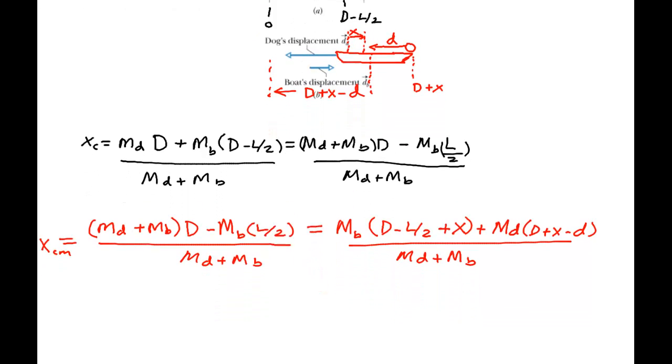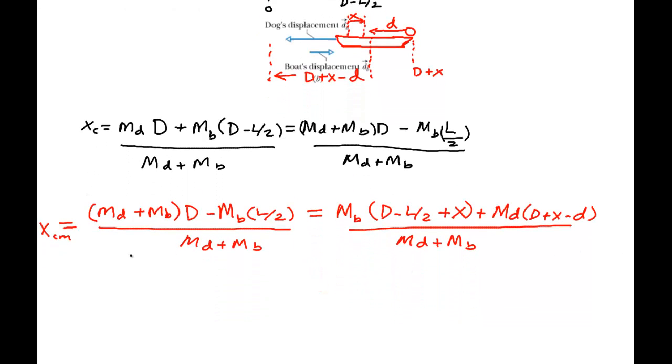Now let's see if we can simplify some things. Obviously we can multiply both sides by m dog plus m boat and cancel out the denominators. Over here I want to factor these terms out and see what I get. So let me write the left hand side first. I'm going to leave it alone.